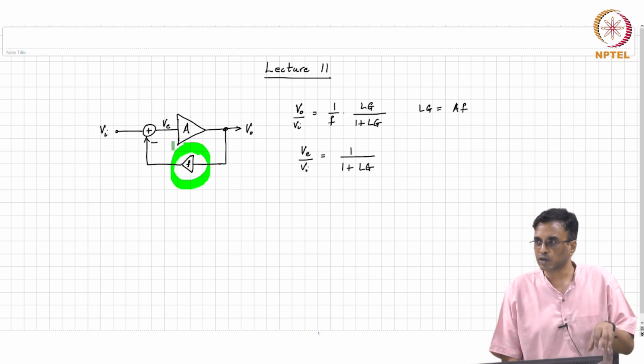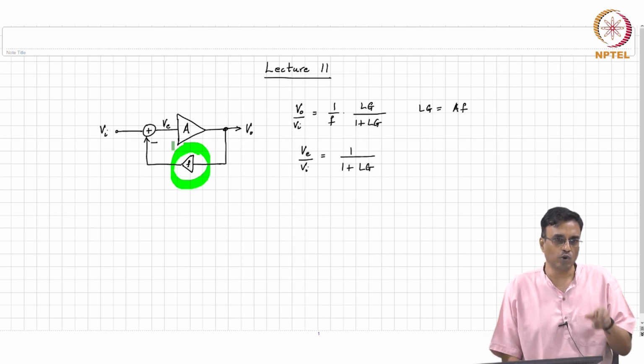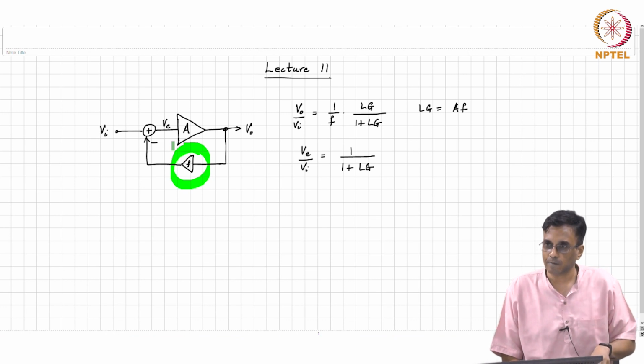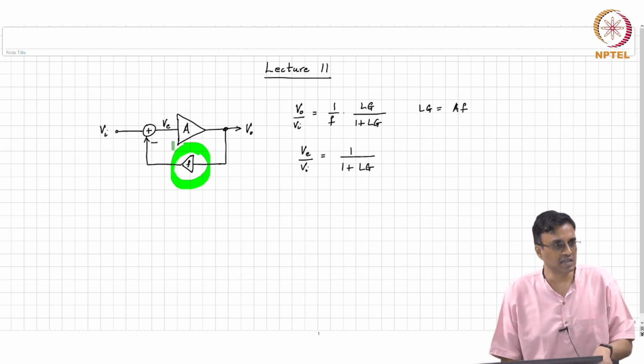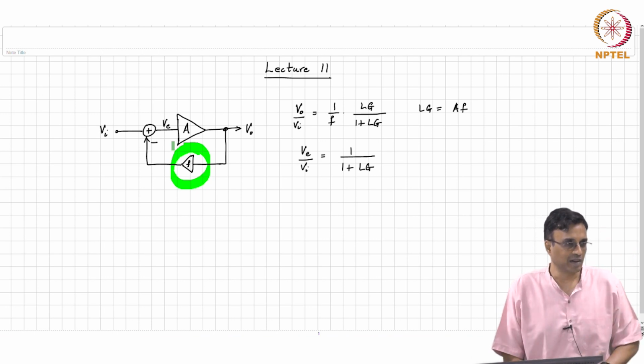You can see that you have a huge change in gain, but the closed loop gain is still 1 over f times now 500 by 501, which only changes in the third decimal place. So, a 100% change in the gain has only changed the closed loop gain by some point something percent.